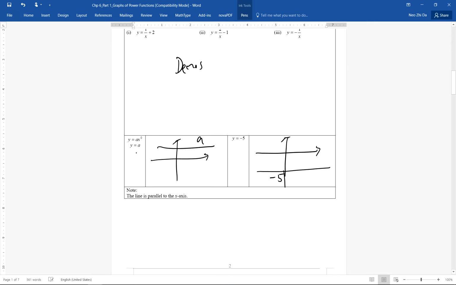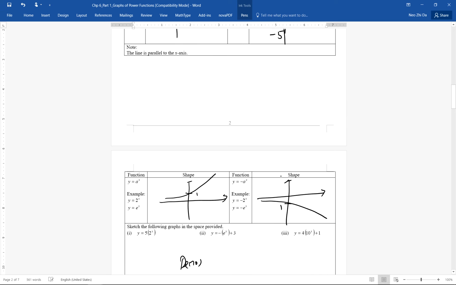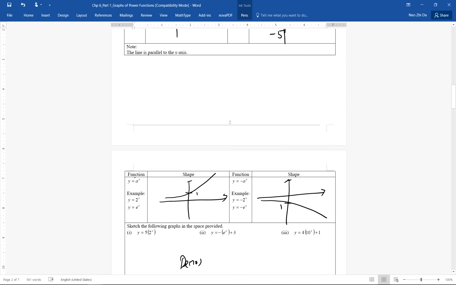This one we are talking about constant function. So constant function, y equal constant, basically is a horizontal line. So they're parallel to the x-axis. So let's say this is the y-axis. Let's say you have y equal to -5. Then it's just going to be a horizontal line, a line which passes through y equal to -5. Alright.